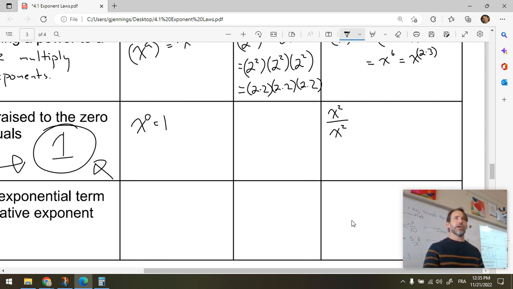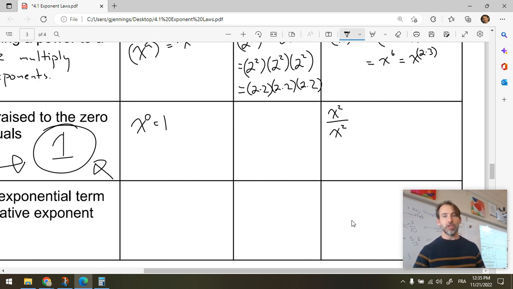So let's try some values of x. Let x equal 2. 2 squared is 4. 4 divided by 4 is 1. 4 quarters is $1, right? And then if x is 3, 3 squared is 9. 9 divided by 9 is also 1.